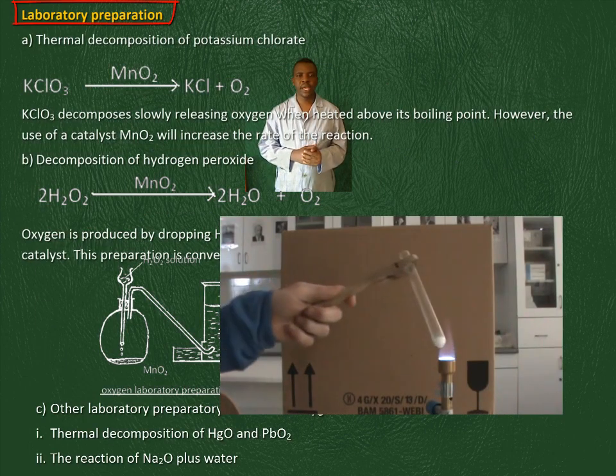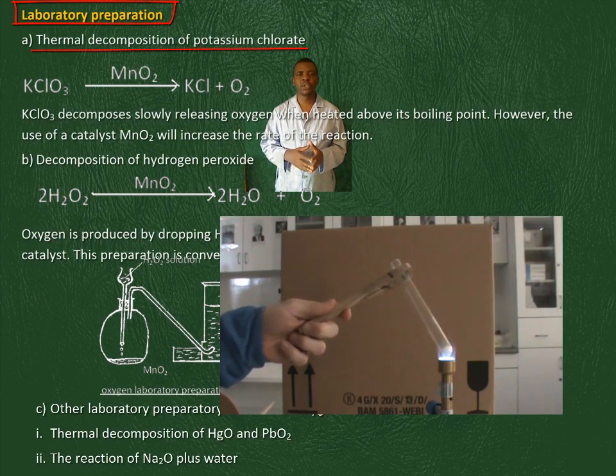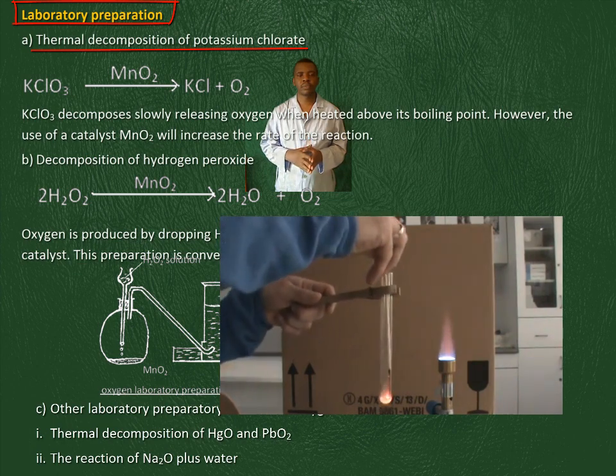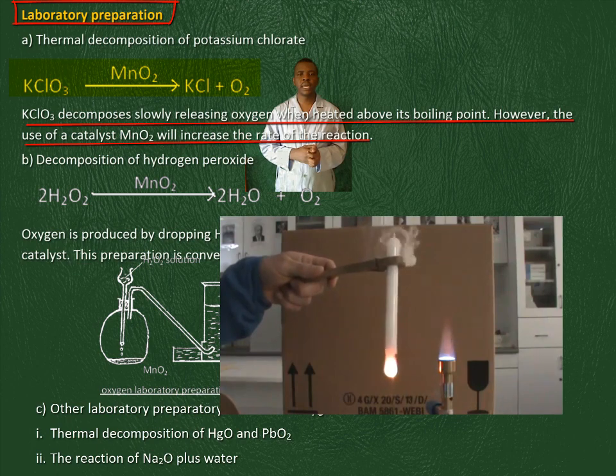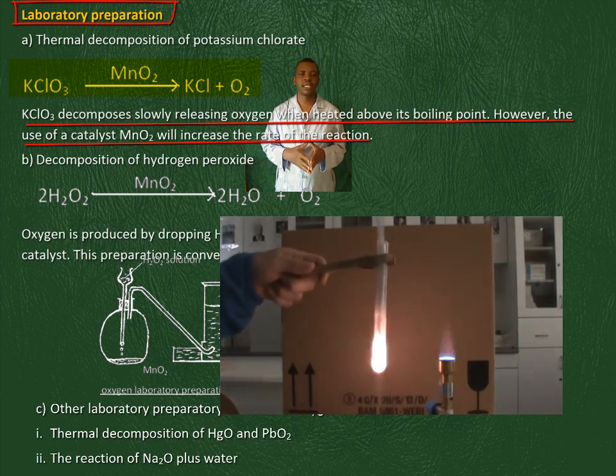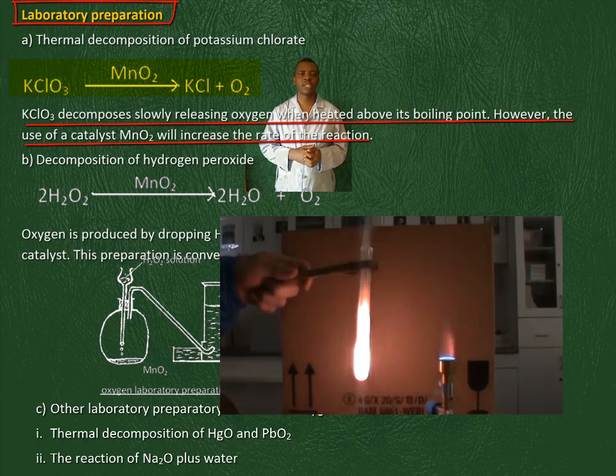Laboratory preparation A, by thermal decomposition of potassium chlorate. Potassium chlorate decomposes slowly, releasing oxygen when heated above its boiling point. However, the use of a catalyst, that is manganese oxide, will increase the rate of the reaction.